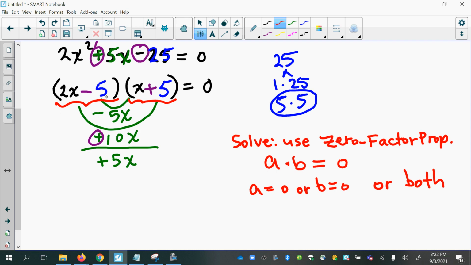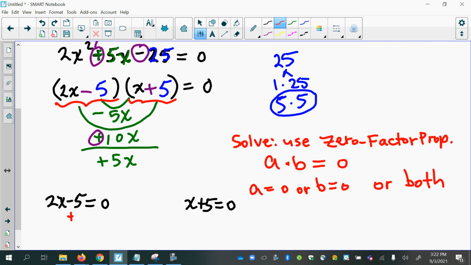So since my two factor quantities don't look the same, I know I'm going to have two separate distinct answers here. So I'm going to take the first quantity 2x minus 5 and set that equal to 0 to solve it for x. I will also be taking the other quantity x plus 5 and setting that equal to 0 so that I can solve for x. So I'll just do each one individually.